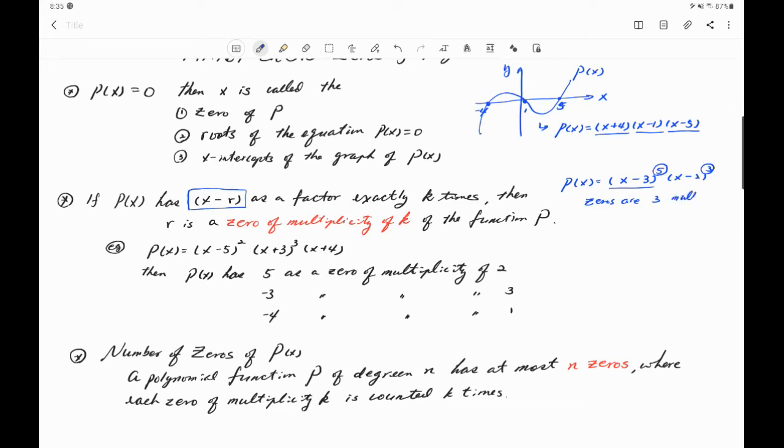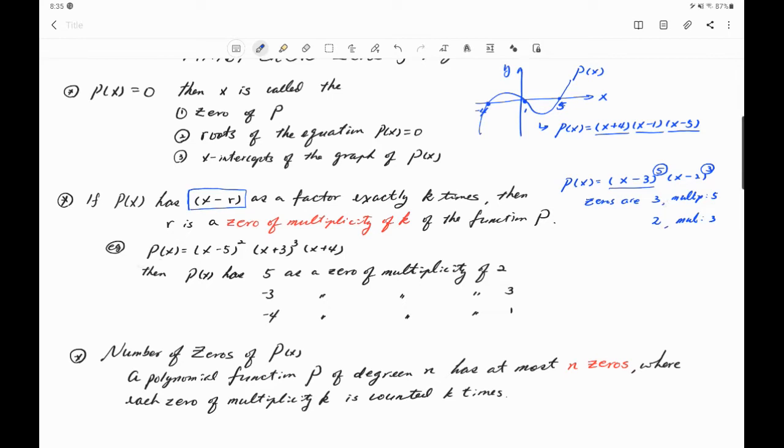Okay, the multiplicity is 5. And 2 is another zero, and the multiplicity is what? 3, right? Multiplicity is 3. Okay, can you see it?